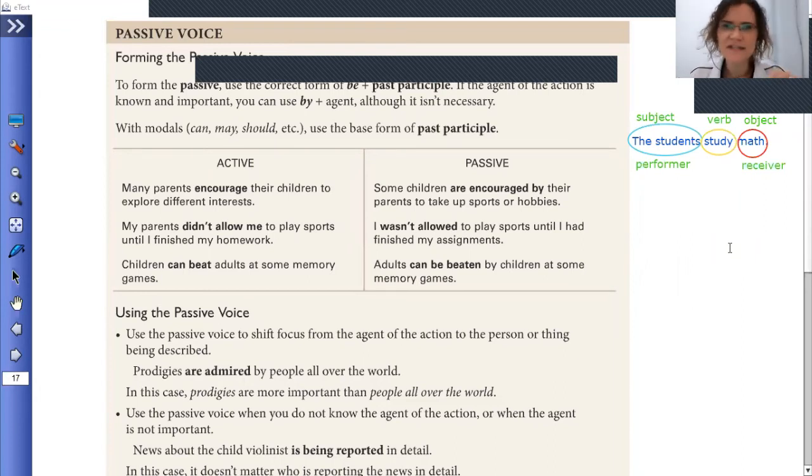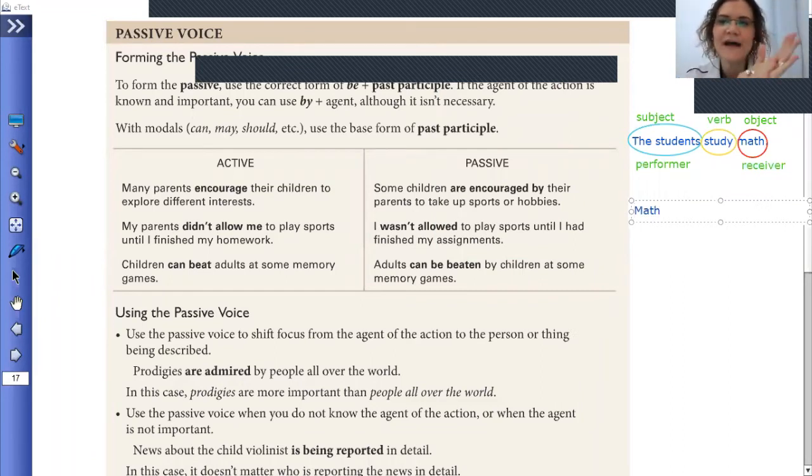Now, mostly in academic English, we use the passive voice. We have a combination of active and passive, but a lot of passive. In general English, we mostly just use the active voice, okay? So now, what is it gonna look like if we're going to change this? If we start with the object, that means math, right? So we start with math.